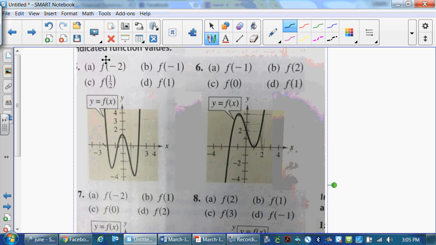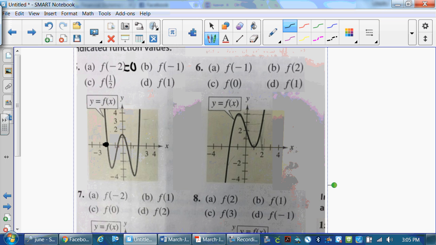The number inside this set of parentheses, whenever it says f of something, f of negative 2 means when x is negative 2, what is my y? So if I look, when x is negative 2, it looks like it's a little off. Looks like this point right here. F of negative 2 looks like it would be 0.